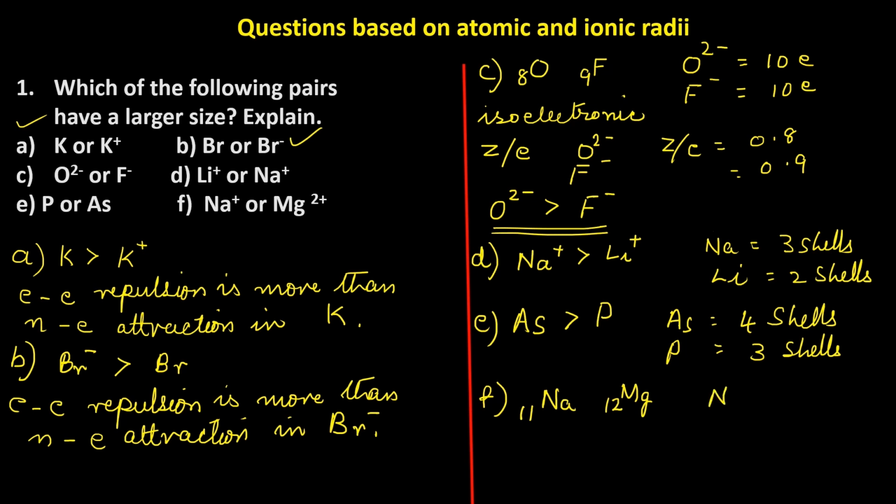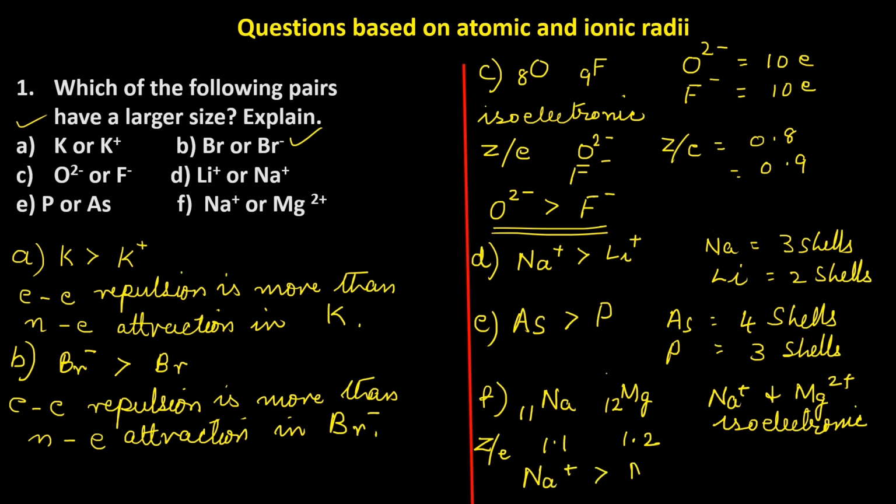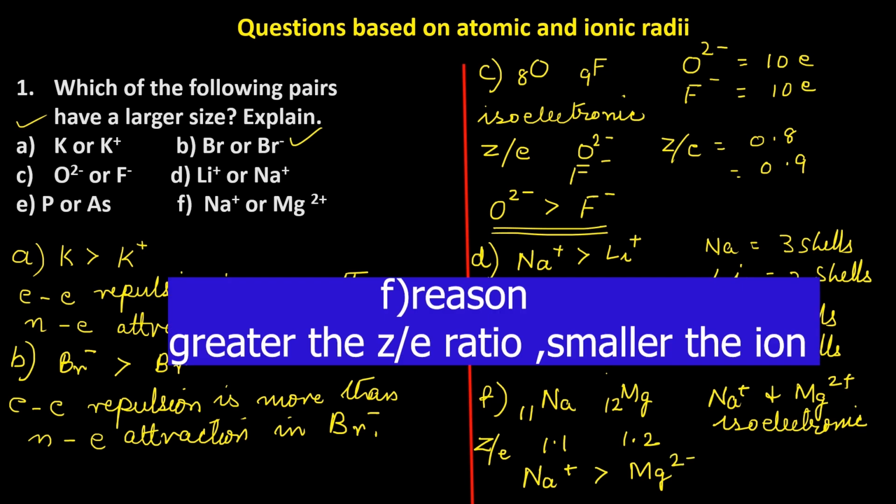Sodium plus and magnesium 2 plus are isoelectronic. They belong to the same period because sodium has lost 1 electron and magnesium has lost 2 electrons. Therefore, the number of electrons becomes 10. The Z/e ratio for sodium will be 11 by 10, equal to 1.1, and for magnesium it will be 1.2, that is 12 by 10. Therefore, sodium plus ion will be bigger than magnesium 2 plus ion.